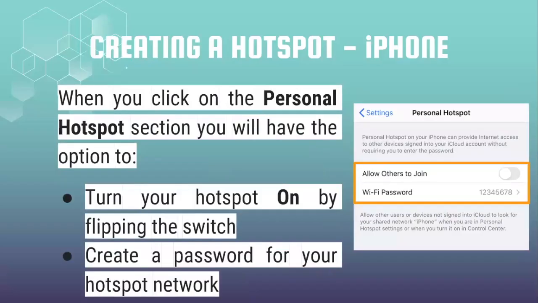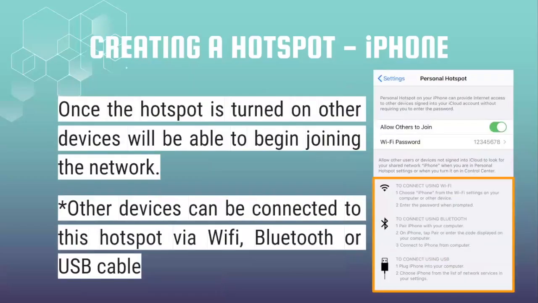When you click on the Personal Hotspot section, you will have the option to turn your hotspot on by flipping the switch and create a password for your hotspot network. And this image here to the right is showing you the options that we just spoke about. Once the hotspot is turned on, other devices will be able to begin joining the network.